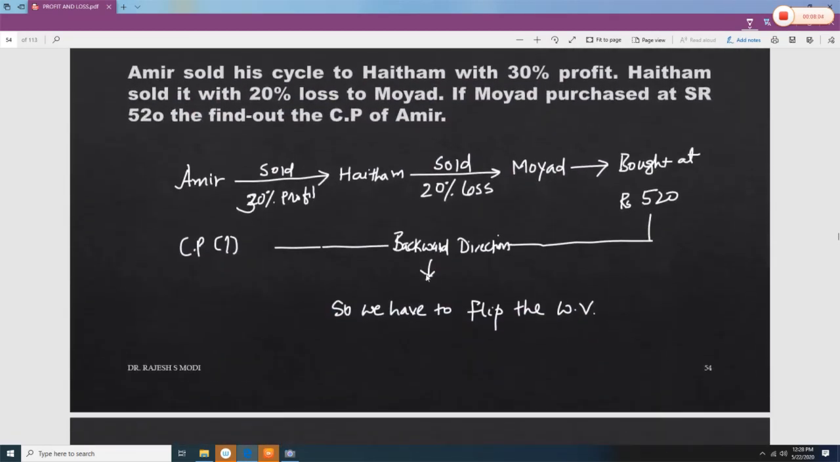Amir sold his cycle to Hetham with 30% profit. Hetham sold it at 20% loss to Moyad, and Moyad purchased at 520. So 520 is the cost price of Moyad, and it is the selling price of Hetham. And now from Moyad's price you have to find out the cost price of Amir. So the direction is a backward direction, so you have to flip the whole value.